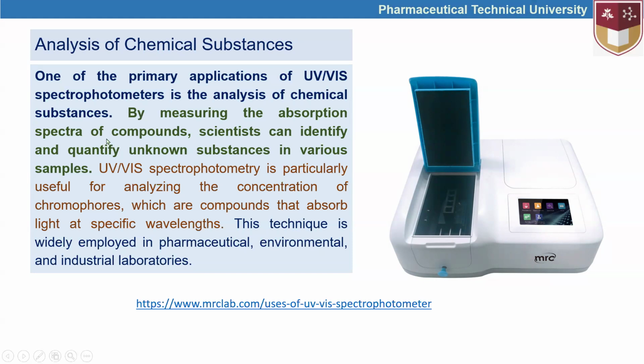By measuring the absorption spectra of compounds, scientists can identify and quantify unknown substances in various samples. This identifying does not mean the complete identification. It means identifying based on some functional groups, let's say. UV visible spectrophotometry is particularly useful for analyzing the concentration of chromophores, which are compounds that absorb light at specific wavelengths. This technique is widely employed in pharmaceutical, environmental, and industrial laboratories.